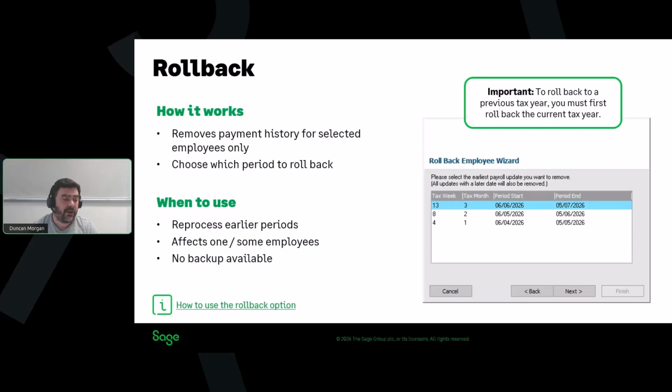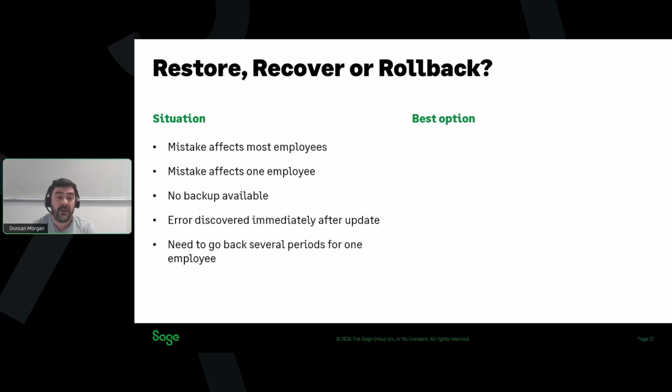So now that you've got a flavor of the different ways that you can go back to reprocess, I thought it might be good to do a bit of a recap, running through 5 scenarios or situations. And I'd like you to have a think about what you think the best option would be to go back and reprocess in each of these. So first of all, we'll look at a mistake that affects most employees. So would you restore, recover, or roll back? Then a mistake that affects just one employee. How about if there's no backup available?